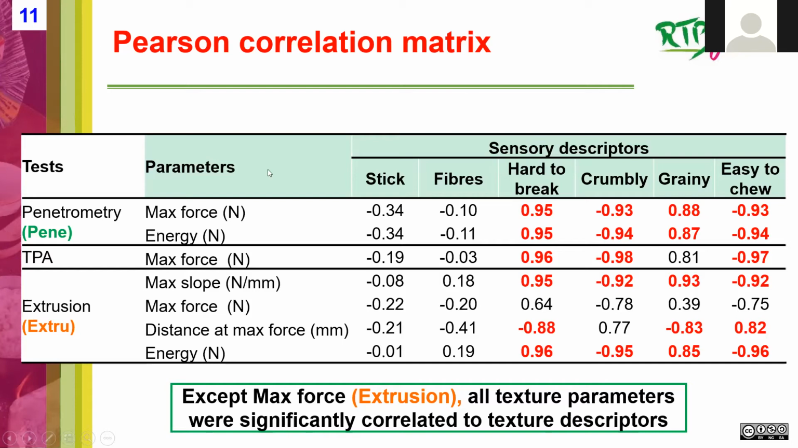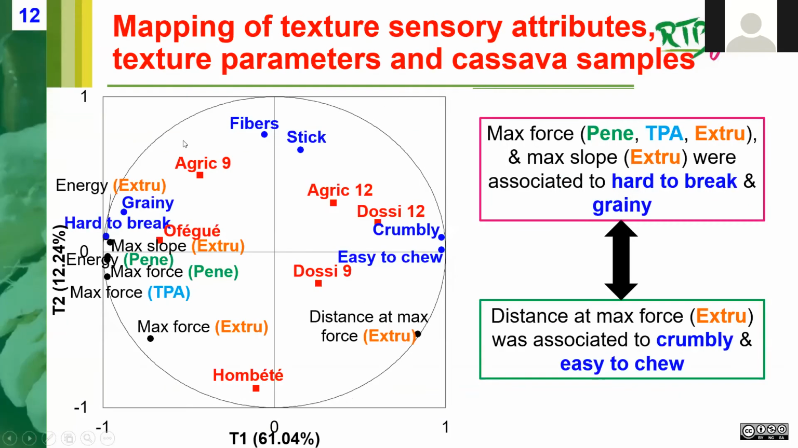The mapping of the texture sensory attributes with the texture parameters and boiled cassava samples shows that max force determined either by TPA, penetrometry, or extrusion tests was associated with the descriptors hard to break and grainy, while only the distance at max force was associated with the descriptors crumbly and easy to chew.